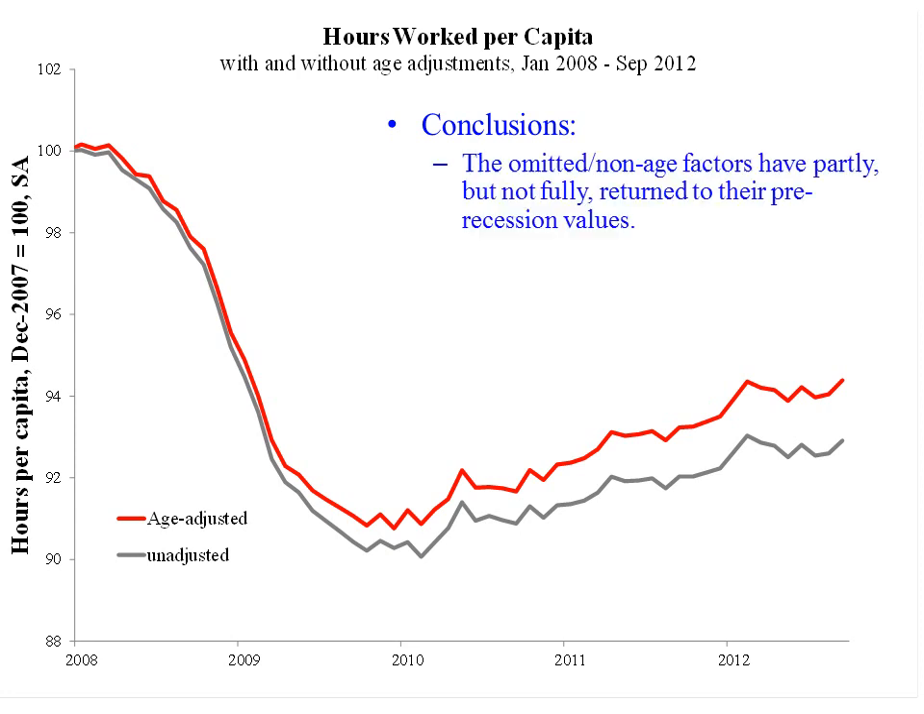We conclude that the omitted or non-age factors have partly but not fully returned to their pre-recession values, because the red series has partly but not fully returned to its pre-recession values. We also conclude that the omitted factors are most of what happened because the residual series pretty closely follows the actual hour series. Most of what happened to the actual hour series appears to have happened to the age-adjusted series too.